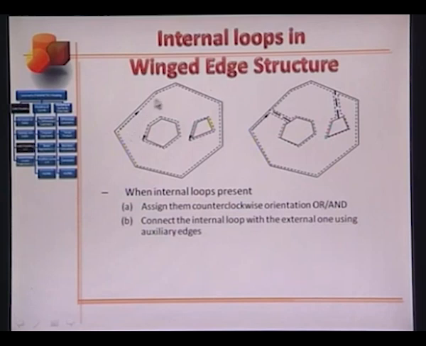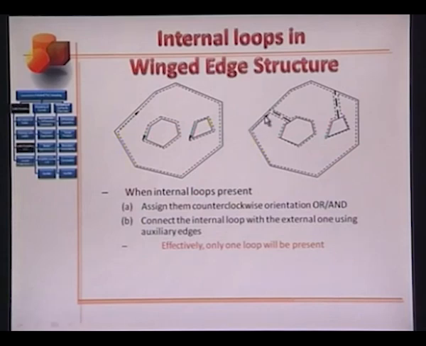Once again, the vertices on the outer loop are ordered clockwise, and the vertices in the internal loops are ordered counterclockwise. And we have used auxiliary edges to connect the internal loop with the external one. What happens in effect is that only one loop remains.